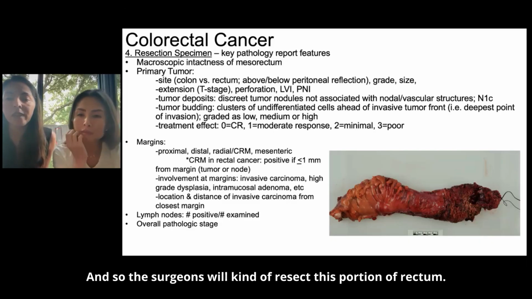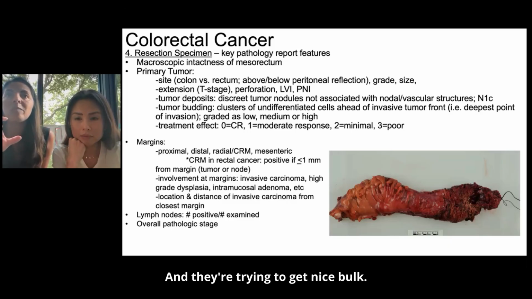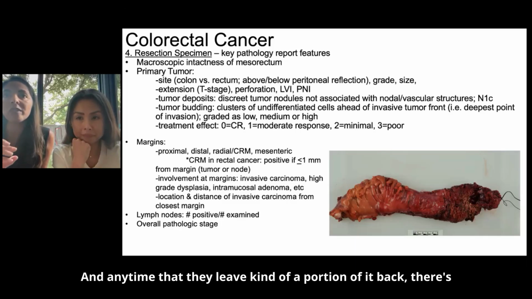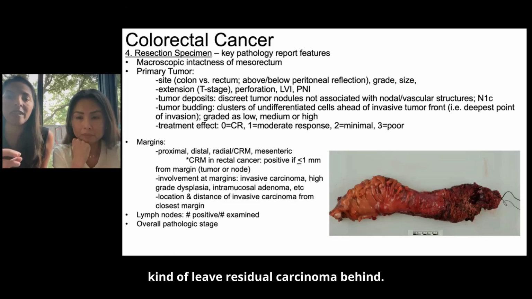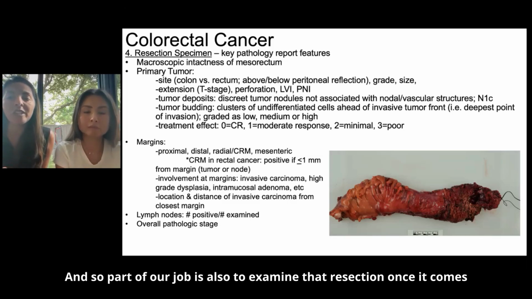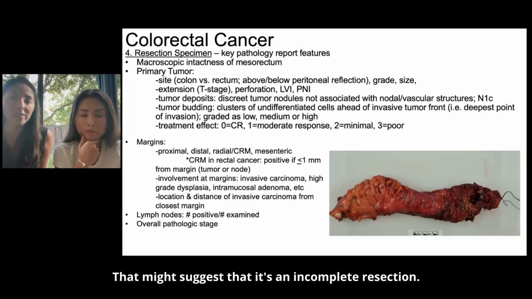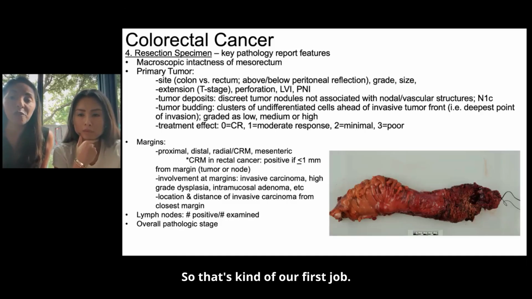And so the surgeons will resect this portion of rectum, and they're trying to get nice bulk. They want to remove the entirety of that mesorectum, and anytime they leave a portion of it behind, there's always a risk that you leave residual carcinoma behind. So part of our job is to examine that resection once it comes out and make sure we don't see any defects or any loss of bulk that might suggest an incomplete resection. So that's our first job.